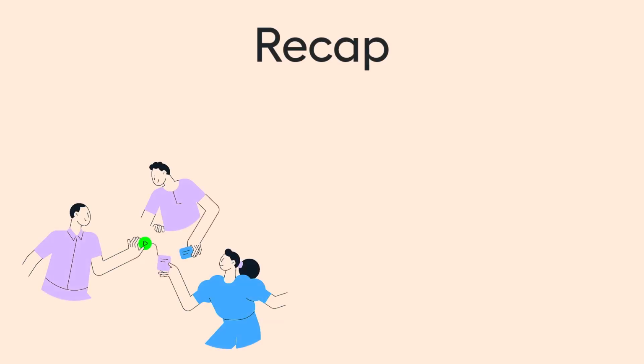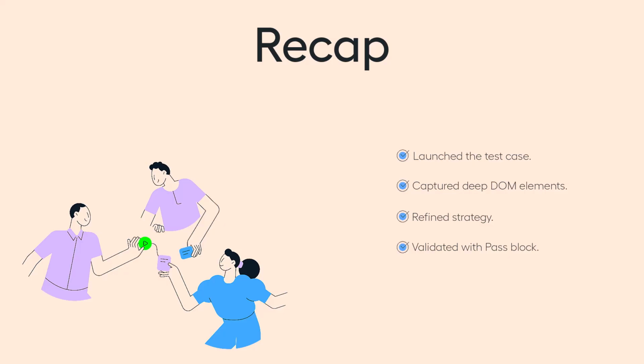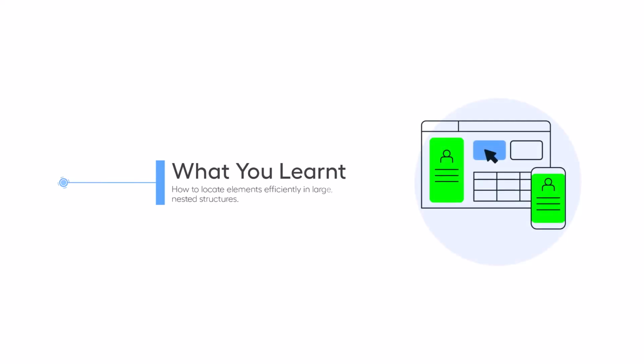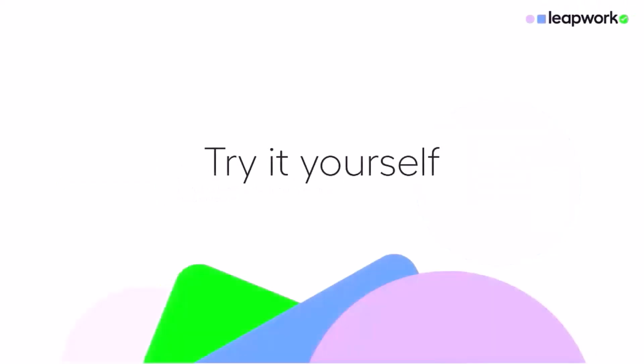Now, let's quickly recap the flow. We launched the test case using the Start Web Recorder, captured a nested div and a TD cell to handle deep DOM structures, refined the locator strategy for accuracy and performance, and finally added a pass block to confirm the flow worked as expected. What you learned: you've learned that in large and deeply structured DOMs, how to use the right locator strategy to reliably find elements without slowing down your automation or causing failures. Give this exercise a try yourself and see how much faster your automation can be.